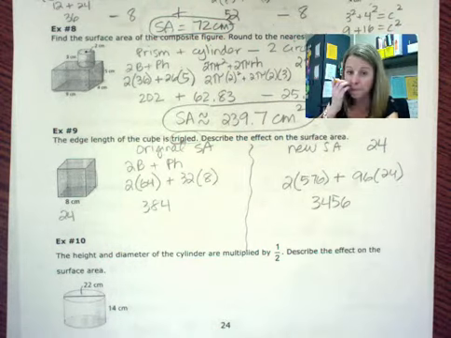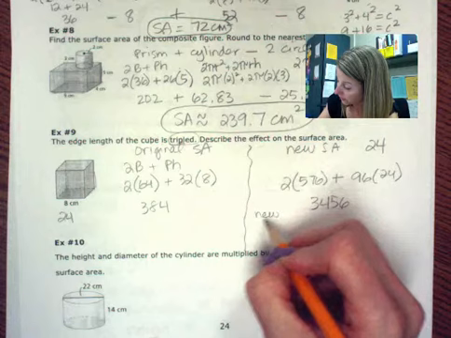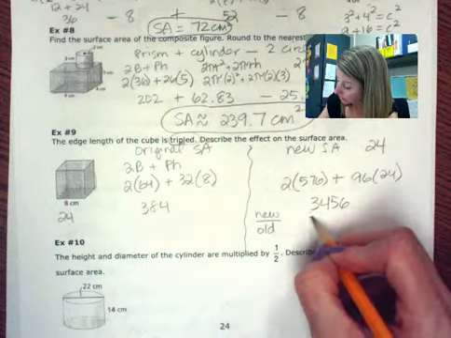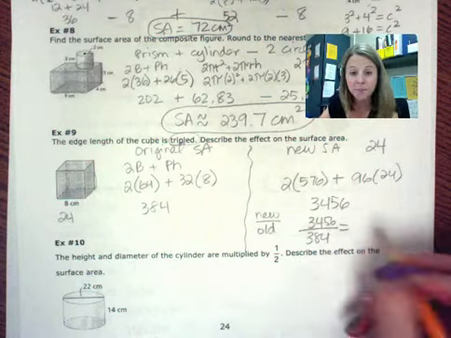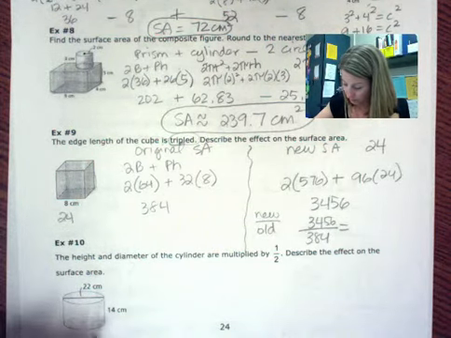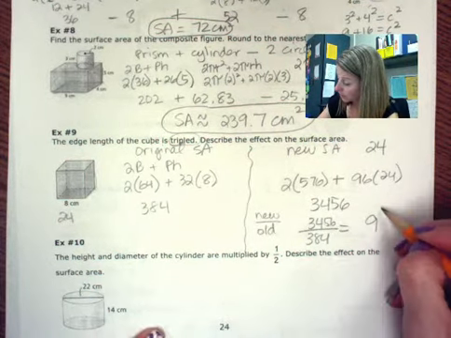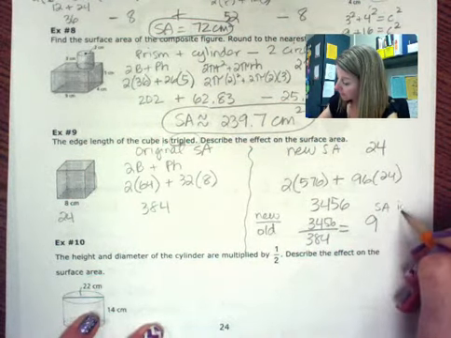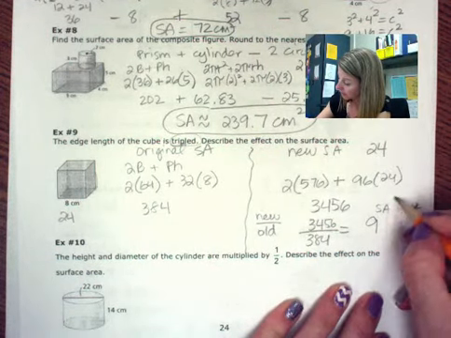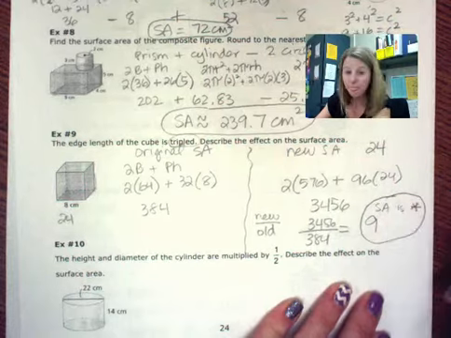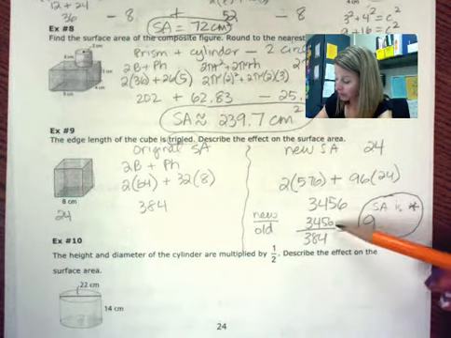3456. Now remember, to see the change, it's going to be new divided by old. So I'm going to do 3456 divided by 384, and I get 9. So the surface area is, I'm going to put multiplied by 9. I'm just going to kind of circle that. And we can kind of talk about why that is, but it's probably easier to just go ahead and do one to the other.